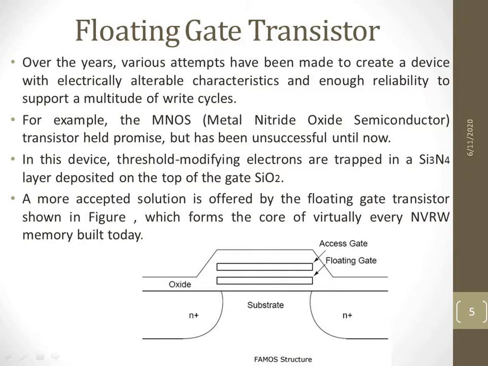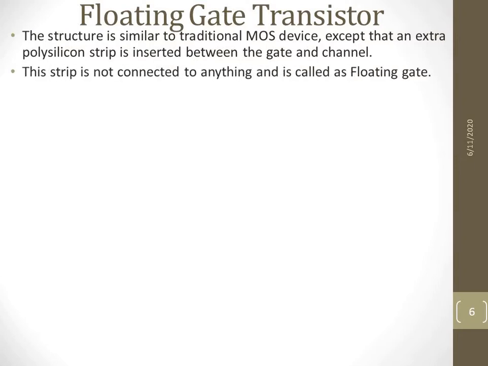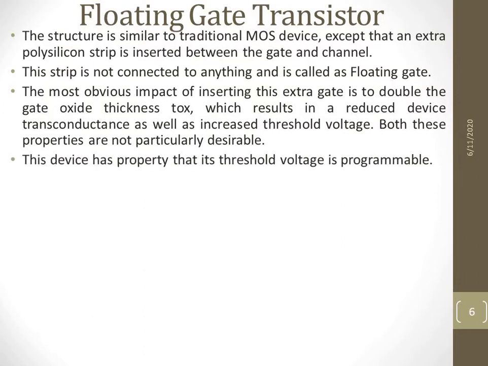These are the floating gates. The structure is similar to traditional MOS device, except that an extra polysilicon strip is inserted between the gate and channel. This strip is not connected to anything, so that's why it is called floating gate. The most obvious impact of inserting this extra gate is to double the gate oxide thickness, which results in a reduced device transconductance as well as increased threshold voltage. Both these properties are not particularly desirable.